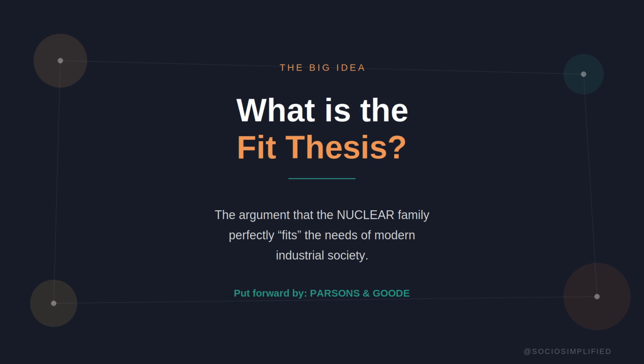The core idea is simple. Parsons and Goode argued that the nuclear family perfectly fits the needs of modern industrial society. As society changed from farming villages to factories and cities, the type of family that worked best also changed. The extended family, which dominated pre-industrial life, was gradually replaced by the nuclear family, which was better suited to the demands of industrialization. That shift is what Parsons called structural differentiation, the idea that institutions like the family change their structure to fit the needs of the wider society. Two names to remember here: Parsons and Goode.